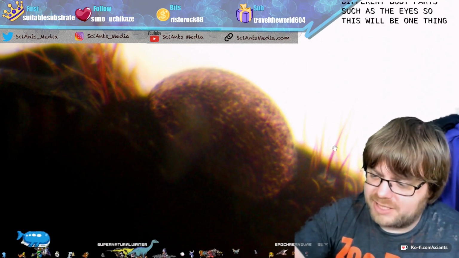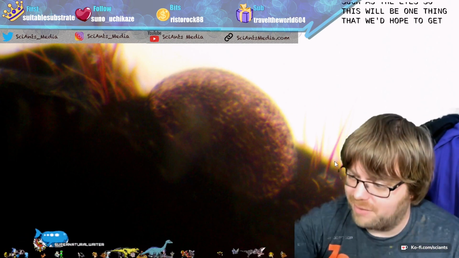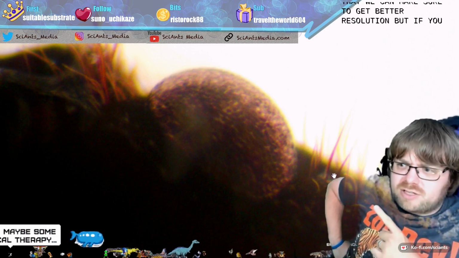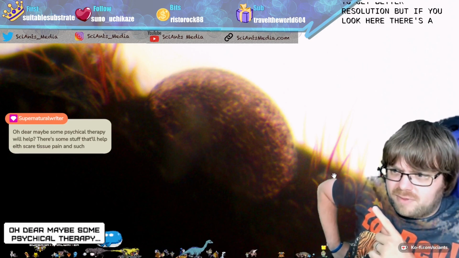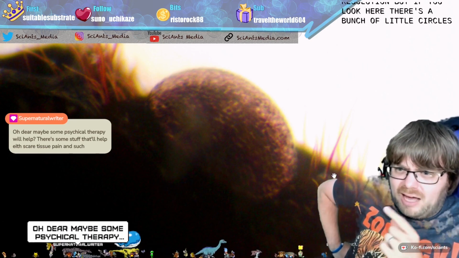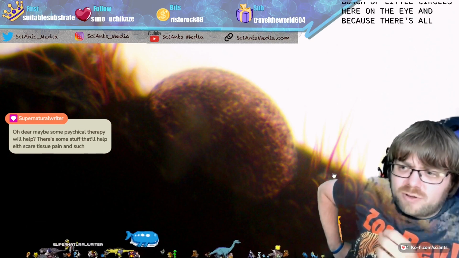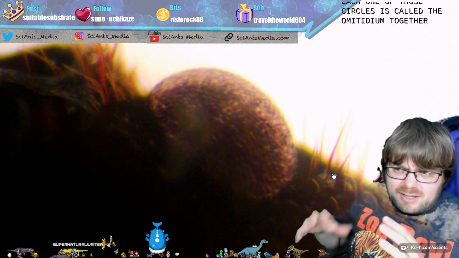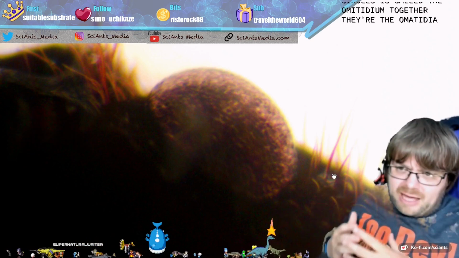And then if we zoom in on different body parts such as the eyes, this will be one thing that we'd hope to get a better camera for so that we can get better resolution. But if you look here, there's a bunch of little circles on the eye. Each one of those circles is called an ommatidium. Together, they're the ommatidia. What they do is they allow the animal to see.